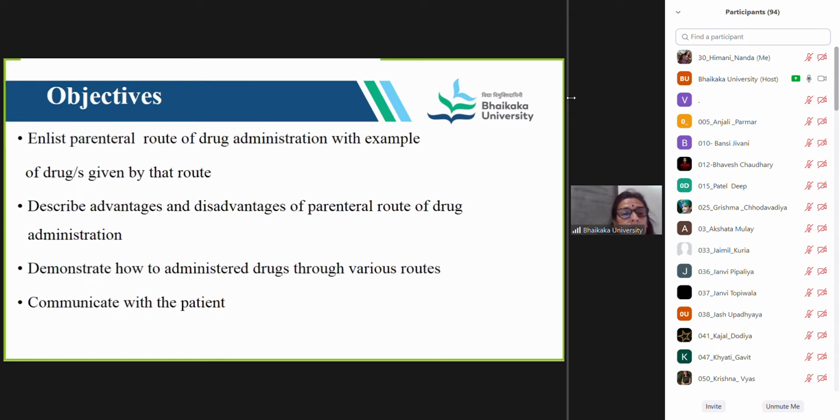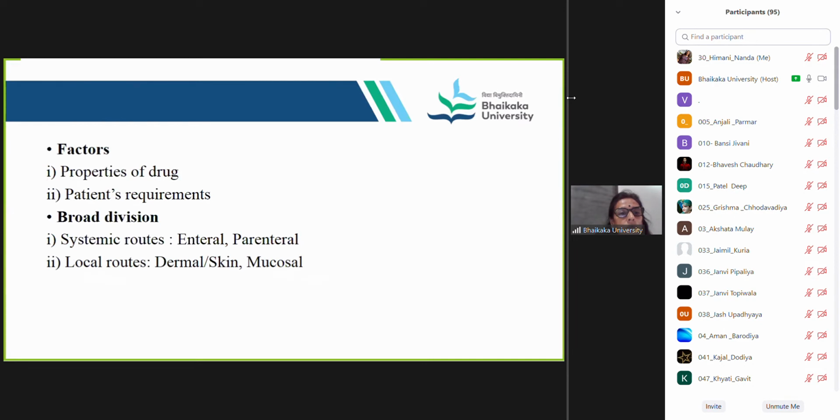If time permits, I will talk in detail about the topical route also, and I can complete both routes today. Last time I discussed that there are certain factors which decide the route of drug administration. The first is the drug factor, that is the property of drugs, and the second factor is the patient's requirement, or you can say the patient's condition.